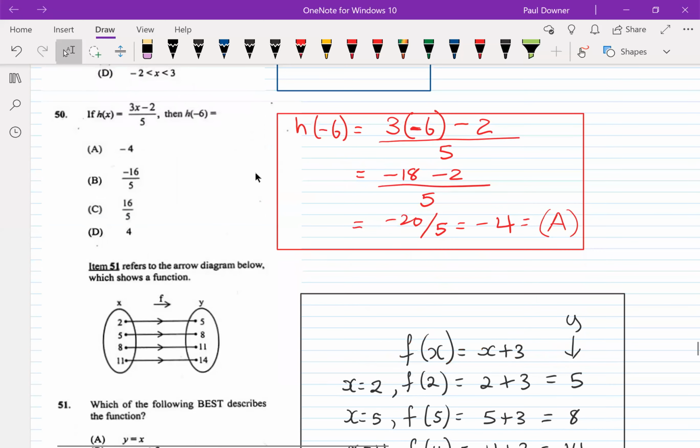Let's go to number 50. We have a function and they want us to find h of -6. So let's do that. 3 times x has to go in here.